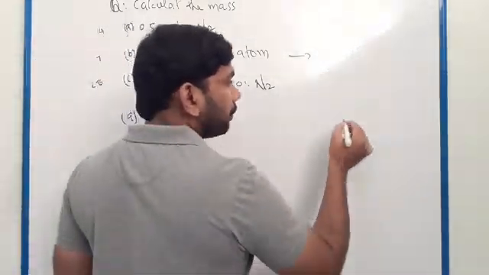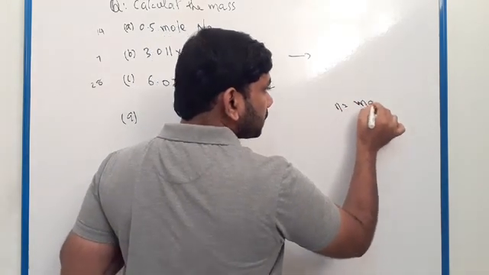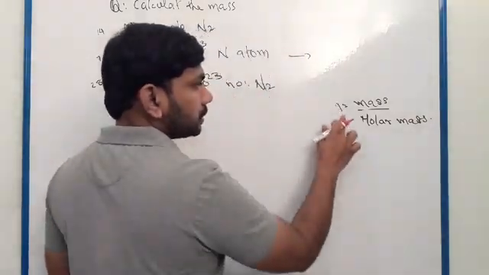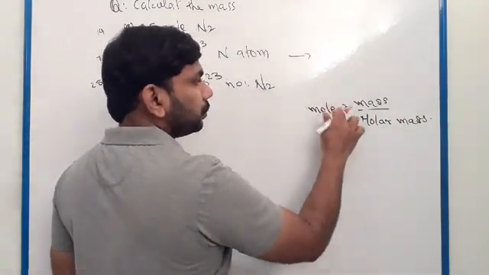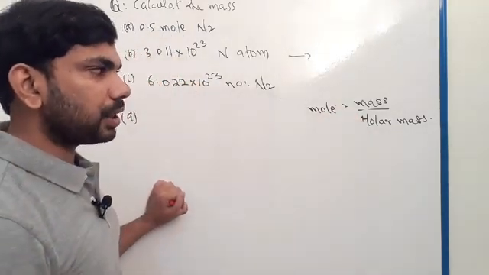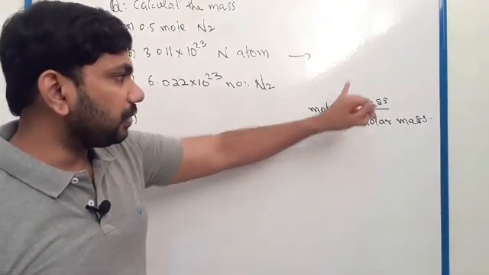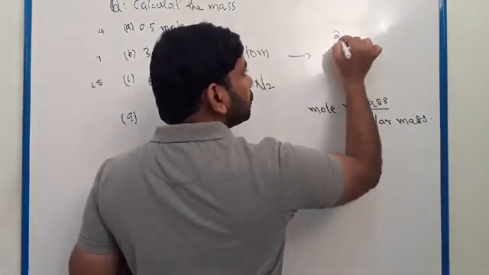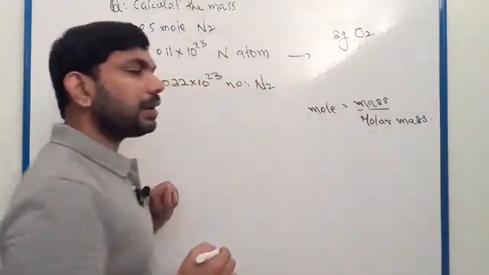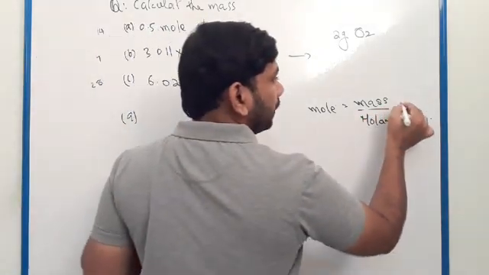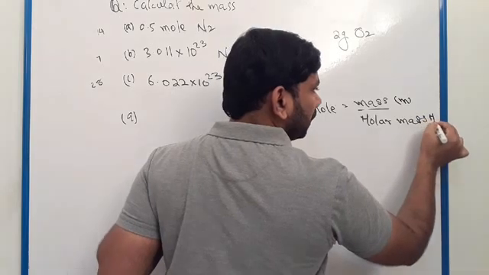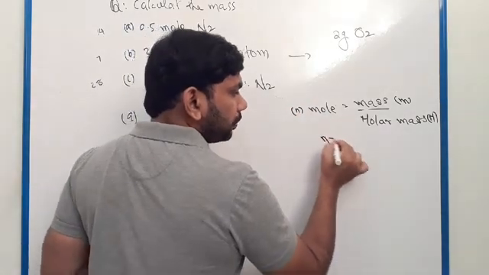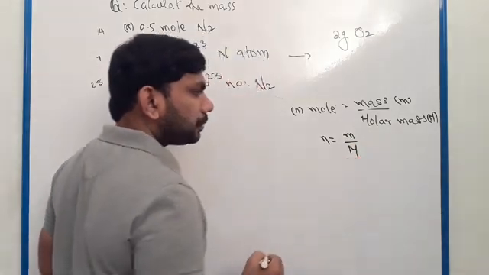Here you have to remember this equation. Number of moles is equal to given mass divided by molar mass. You have to remember this equation. For example, you have 2 gram oxygen molecule. Here the given mass is represented by small letter m, the molar mass by capital letter M, and the number of moles by small letter n. Number of moles is equal to m divided by M.